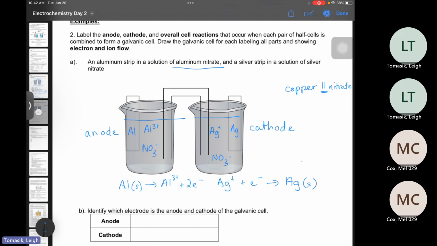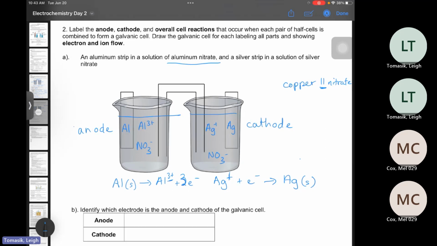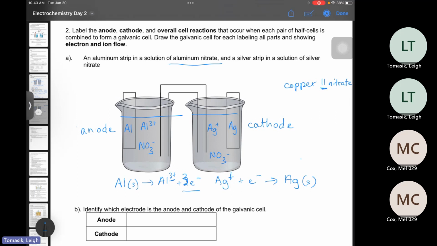Of course the charge for silver is 1 plus, so I only need 1 electron. Whereas my ion for aluminum is 3 plus, so I would need 3 electrons. So my electrons right now are not matching. I'm going to show you what to do when that happens. But before I do that, let's complete the diagram.